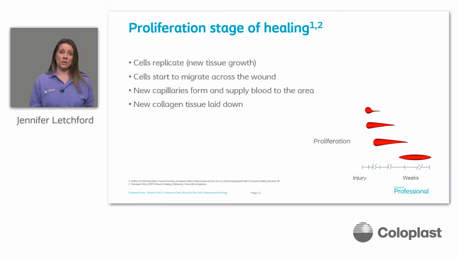We then move on to proliferation, and this is where the cells start to replicate and you have that new tissue growth. Cells will start to migrate across the wound and new capillaries start to form so that you have a new blood supply in the area. That new collagen tissue is also laid down at this point.